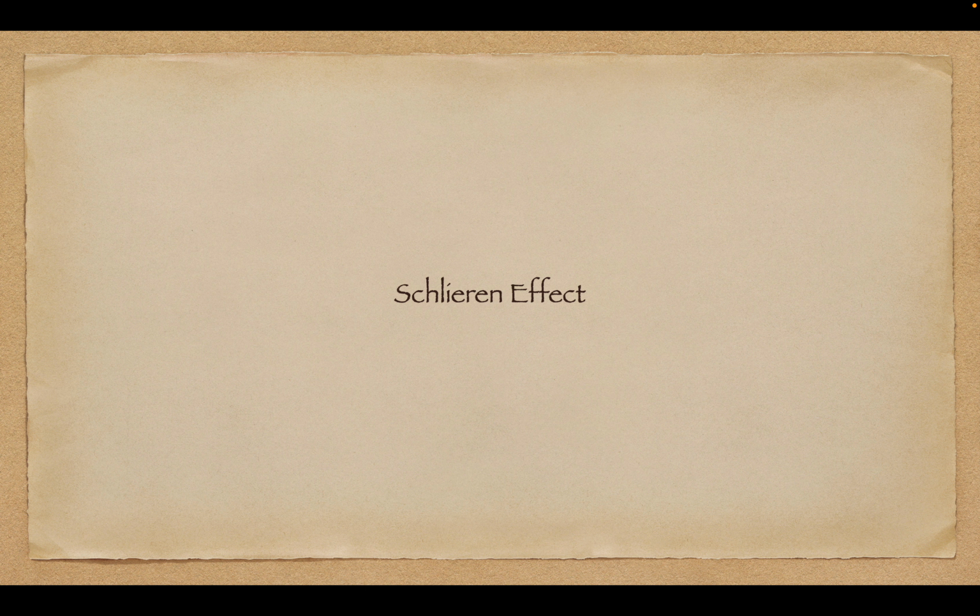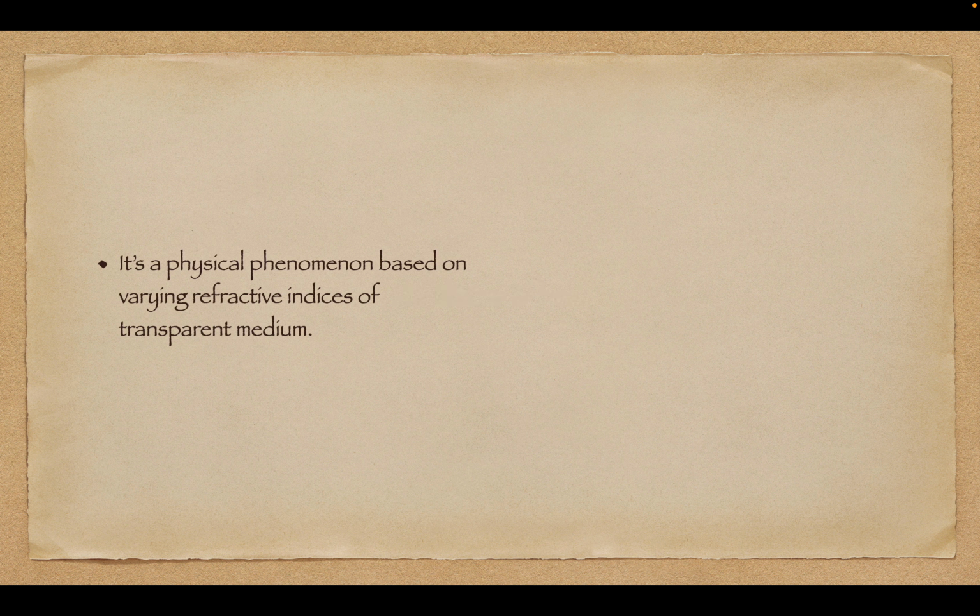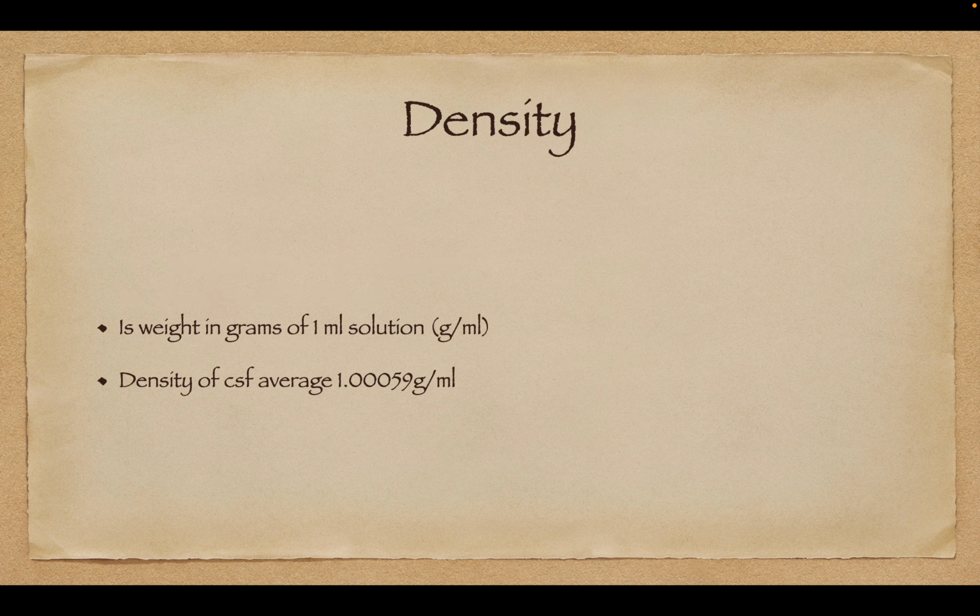The effect that is shown in that figure is known as Schlieren effect. So what is Schlieren effect? It's a physical phenomenon based on the varying refractive indices of a transparent medium. Before explaining this phenomenon, we should know two things: what is density and what is baricity. Density is defined as the weight in grams of 1 ml of solution. So the average density of CSF is around 1.00059 gram per ml.